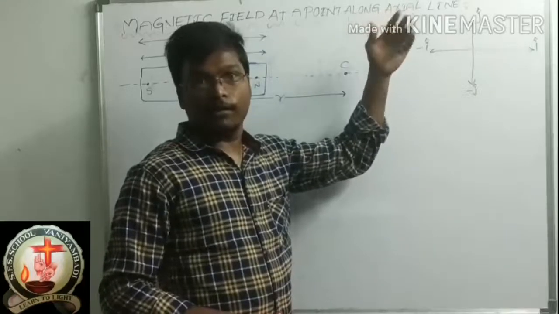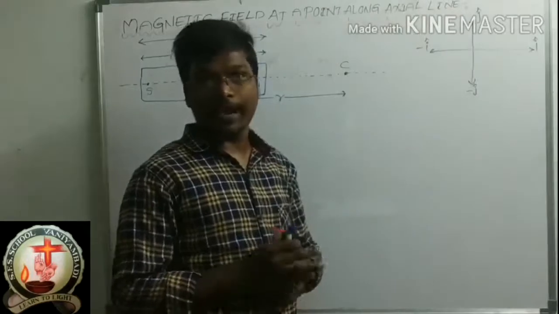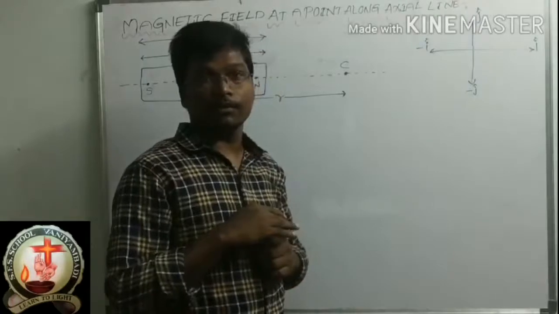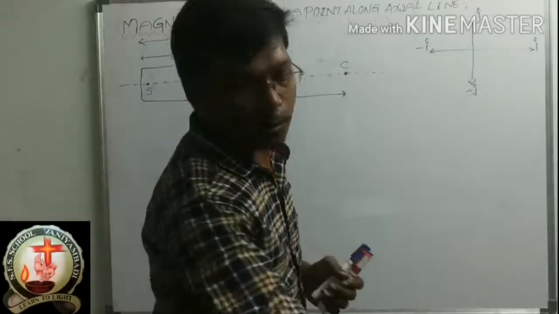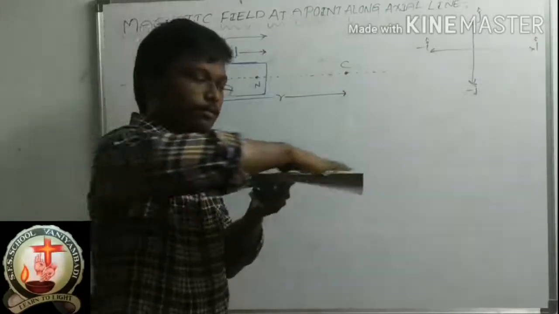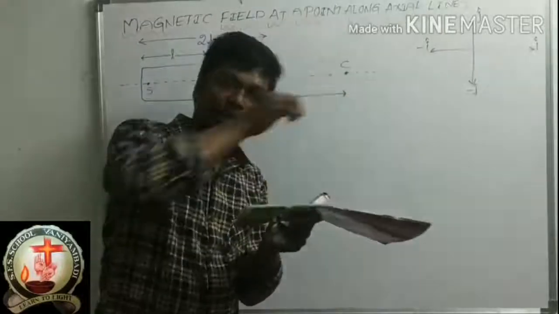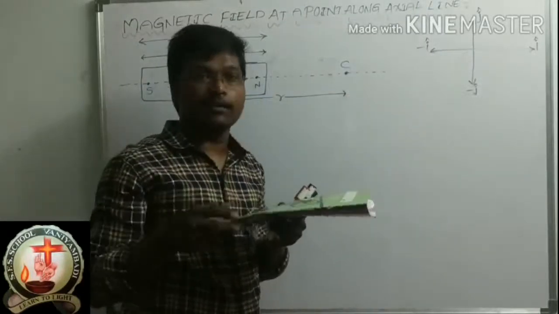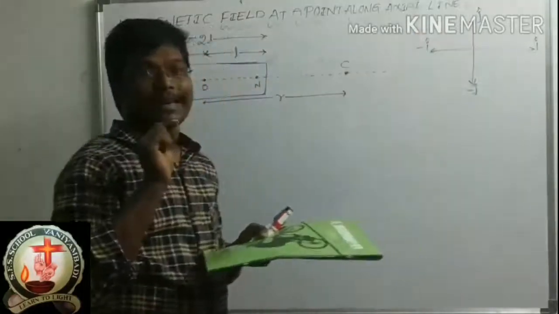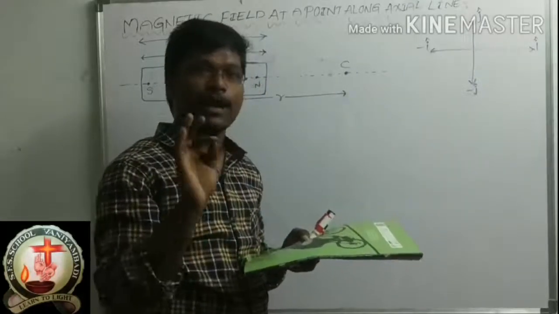So what is actually the meaning of axial line? If a line is passing parallel to the horizontal surface, that line is the axial line. Suppose this is the horizontal surface. A line passing parallel to the horizontal surface is the axial line.